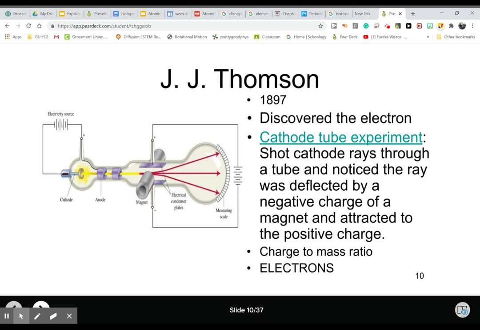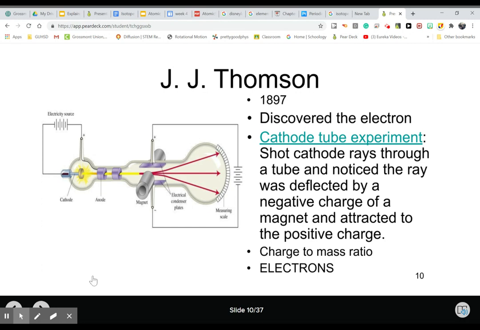Along came J.J. Thomson, who discovered that there had to be a negative charge, something smaller than an atom. J.J. Thomson is credited with understanding the charge to mass ratio of electrons, and he shot cathode rays through a tube. When he saw the deflection, he recognized that if it's deflected by the negative side, then this must be a negatively charged particle.